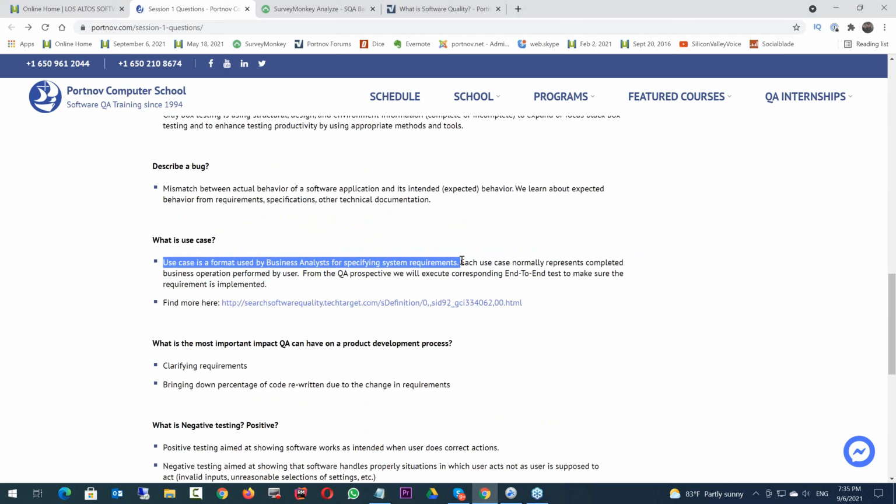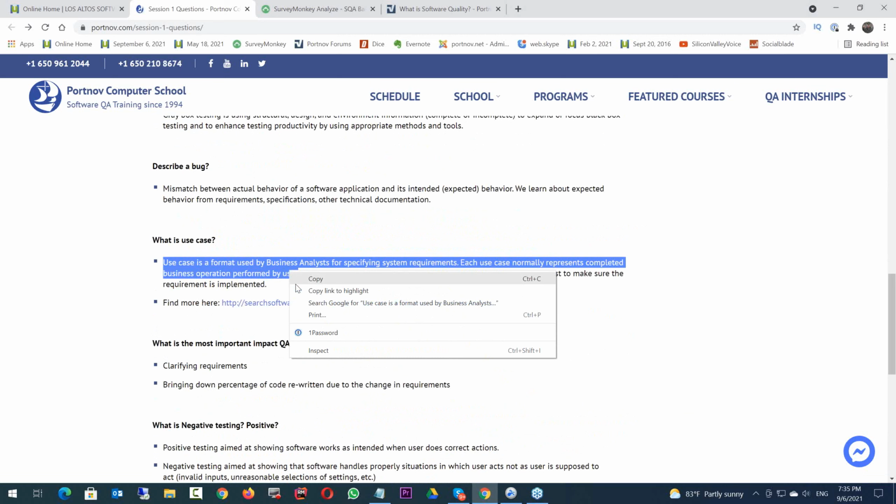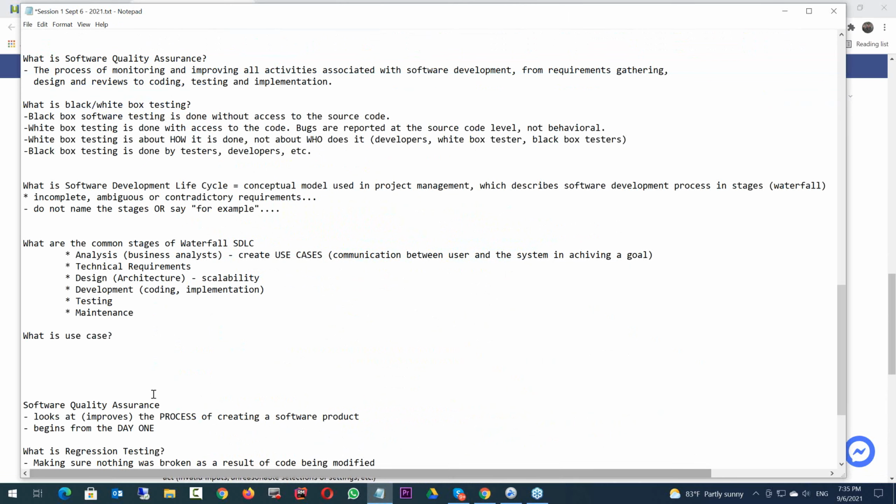Then it explains a little bit. So each use case normally represents a completed business operation provided by the user. For example, you open a checking account with such and such configuration. With another configuration, it's another use case. So at that moment, guys, I will skip the second part of it. It's nice stuff, but I don't want it right now to be there.